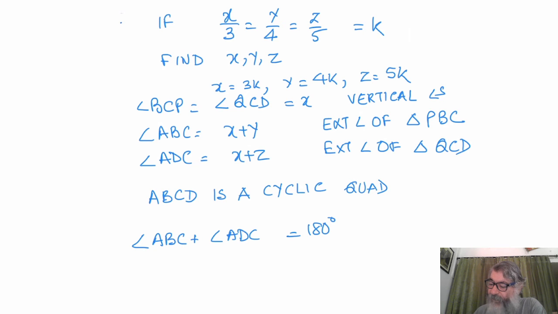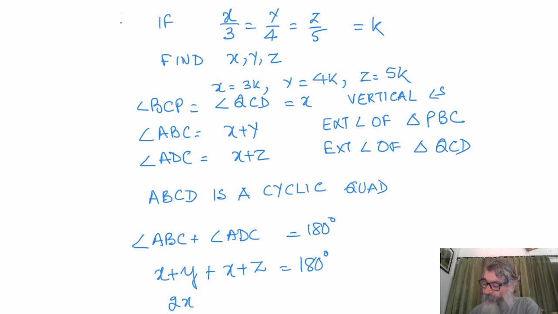What is the value of ABC? X plus Y. What is the value of ADC? X plus Z. It is equal to how much? 180 degrees. Now here you get the value. We'll get 2x plus y plus z is equal to 180 degrees. What is the value of x? 3k, 6k it will become, plus 4k plus 5k.